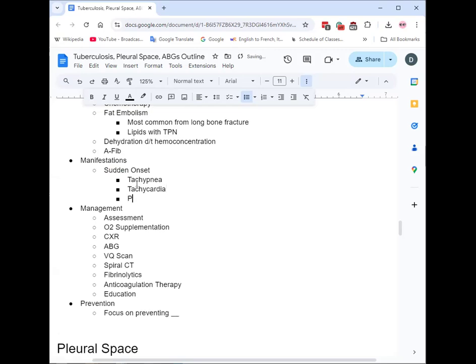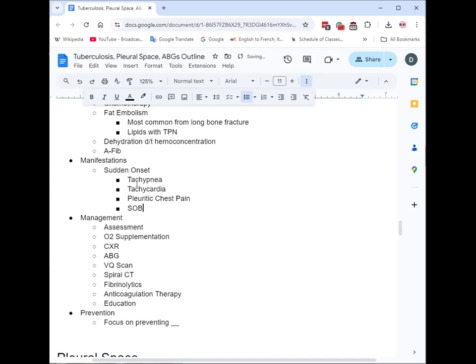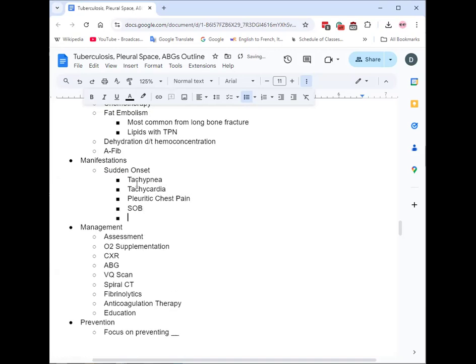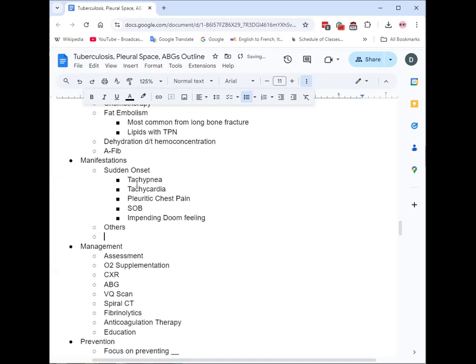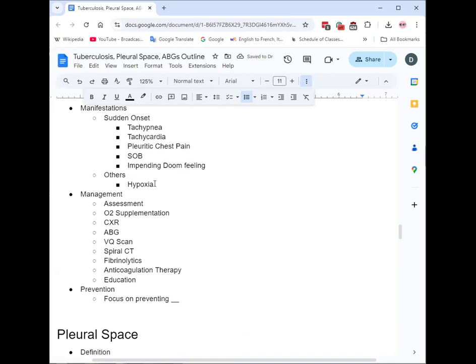Pleuritic chest pain. That's pain when you're breathing on deep breath. So the pleuritic chest pain for sure. Shortness of breath, sense of impending doom. Yes. Some other things that you might see is the hypoxia. If you're not getting good oxygenation, the hypoxia, you can have crackles.